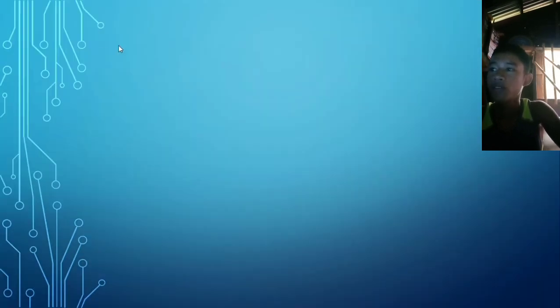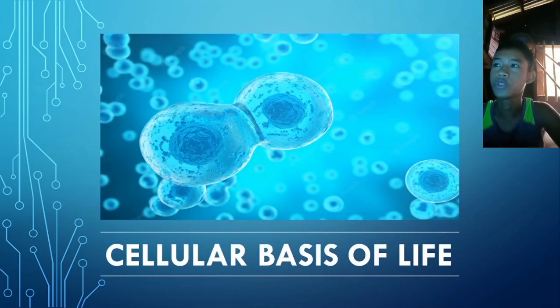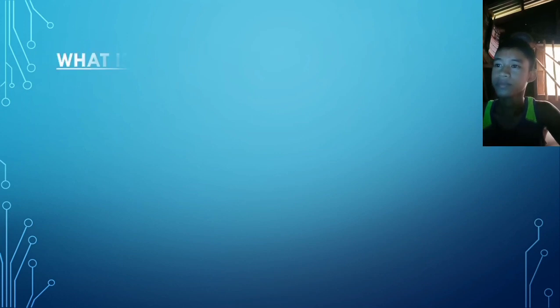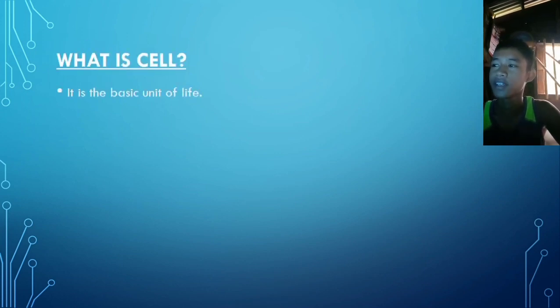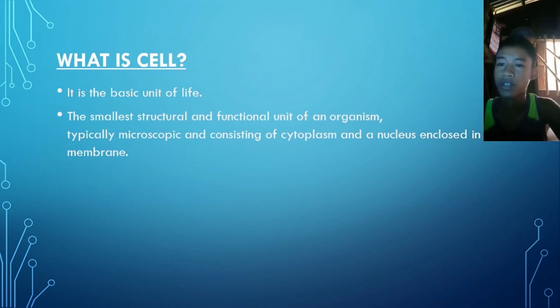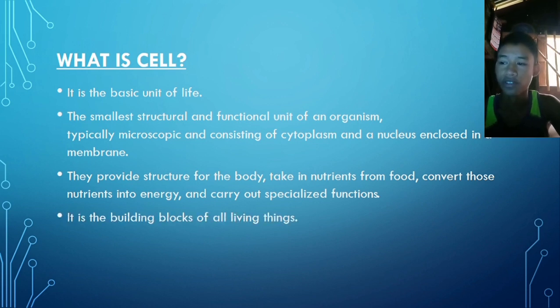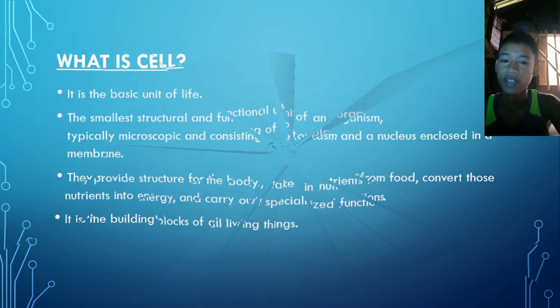So, let's talk about the cellular basis of life, which is what we call cell. Now, what is a cell? A cell is the basic unit of life, the smallest structural and functional unit of an organism, typically microscopic and consisting of cytoplasm and a nucleus enclosed in a membrane. They provide structure for the body, take in nutrients from food, convert those nutrients into energy, and carry out specialized functions. It is the building block of all living things.